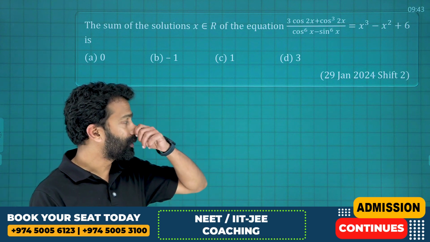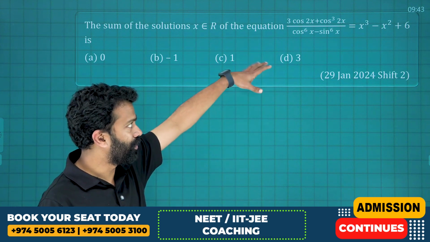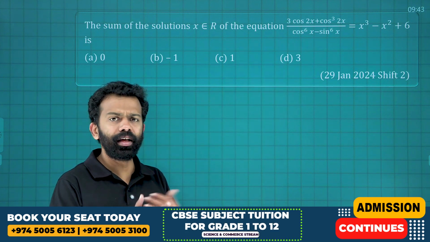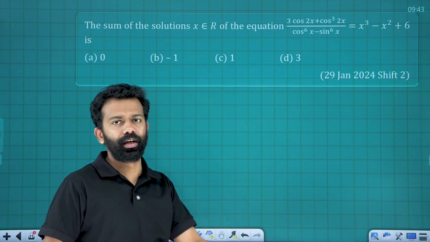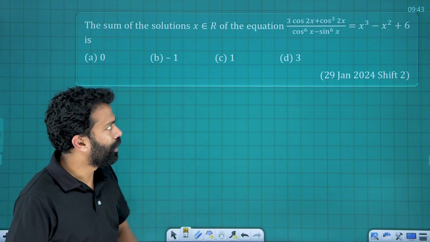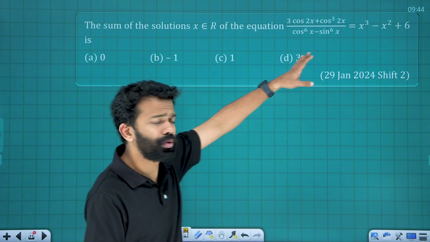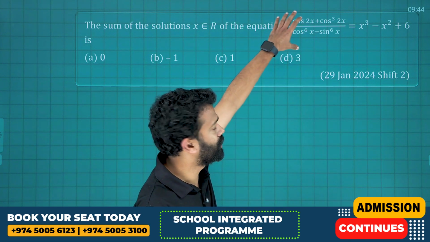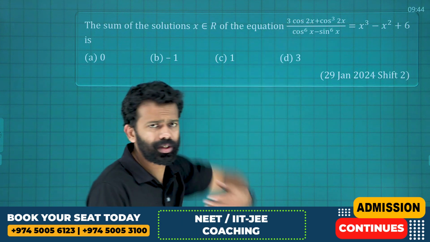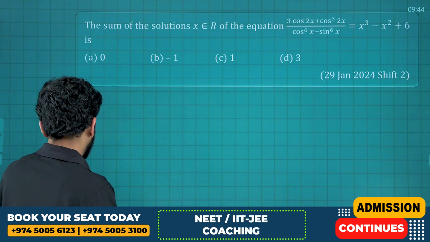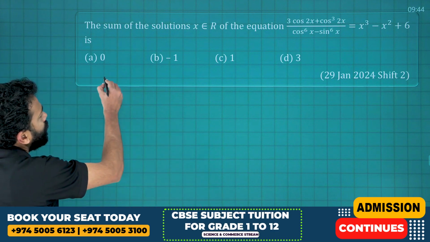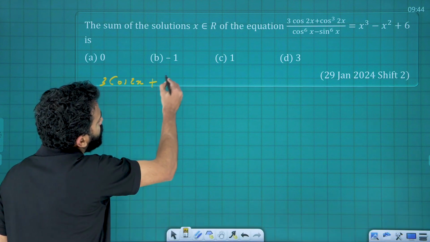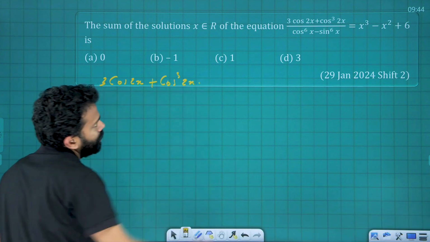The problem with this question is, on the left hand side there is a trigonometric function, and on the right hand side there is a cubic polynomial. So entirely different functions on the LHS and RHS. If you look at the RHS, there is nothing to do there. So what we should do is just try to solve what is given in the LHS. Therefore it becomes 3 cos 2x plus cos cube 2x, right?